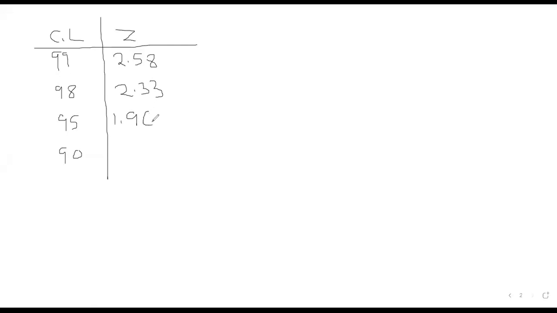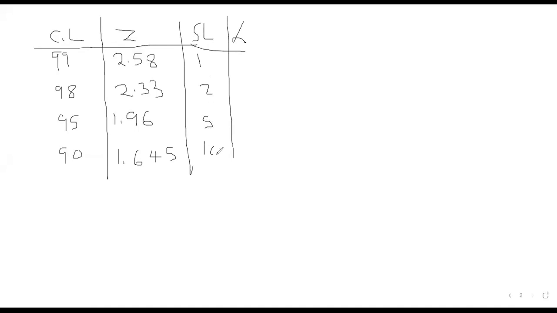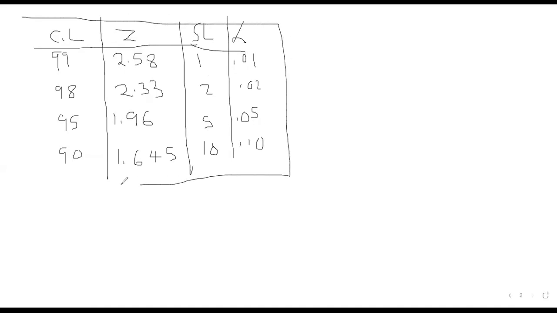1.96. Then 1.645. Excellent. All right. So this confidence level, in terms of significance level alpha, it's the same as what? 1, 2, 5, and what? 10. So 0.01, 0.02, 0.05, and what? 0.10. We're okay with this, right?